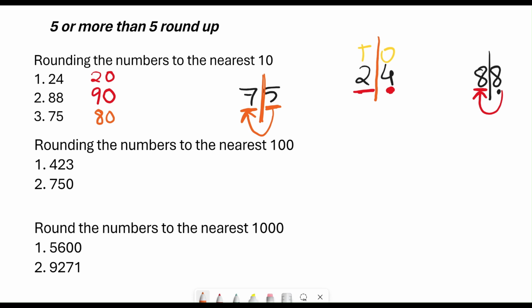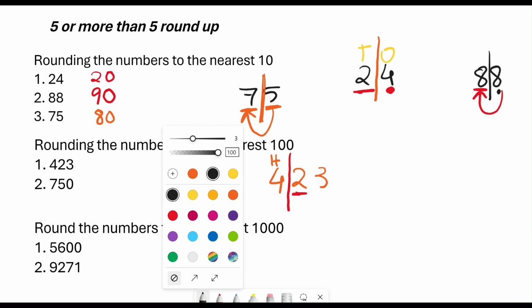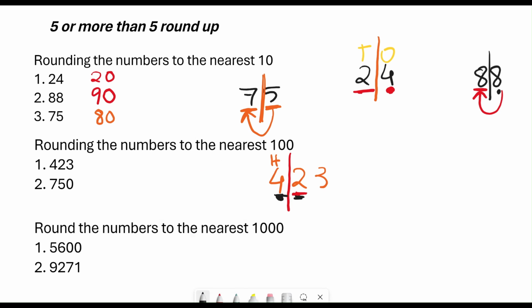Do the same thing for the nearest 100, 423. But now here we locate the hundreds place, which is 4. Now draw a line next to it. Now look at the number 2. 2 is less than 5, so we stay put. So 4 remains the same, 4, 0, 0.